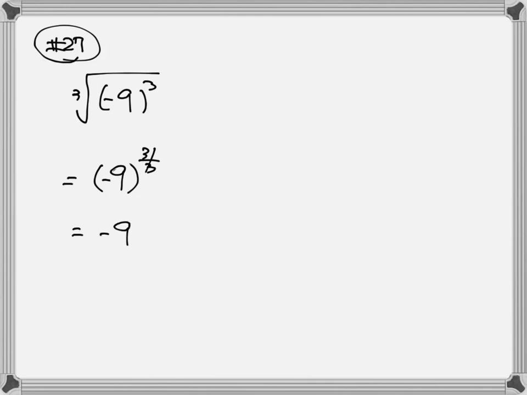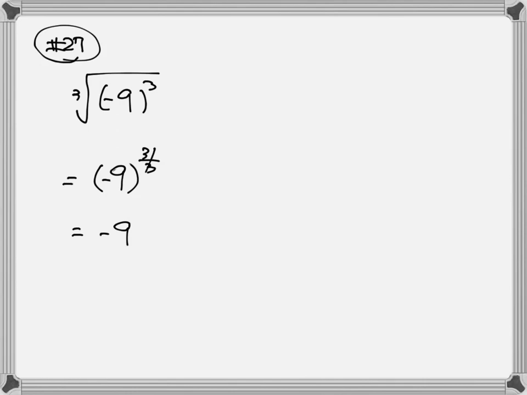Number 27. The cube root of negative 9 to the third power. Remember, in this section we're going to change the roots to exponents. So inside will be a 9. We're going to change the root to an exponent, so it will be 3 over 3. So this will cancel out, so it will be negative 9. Good?